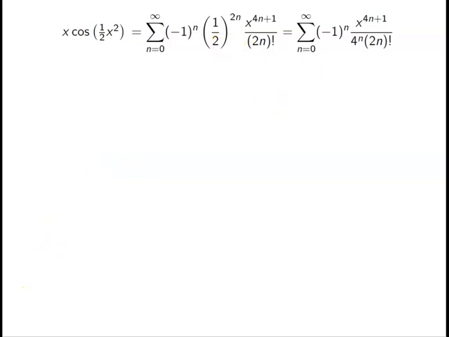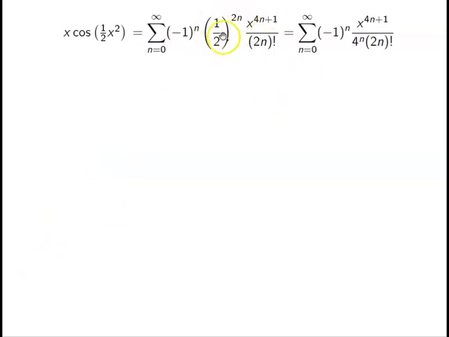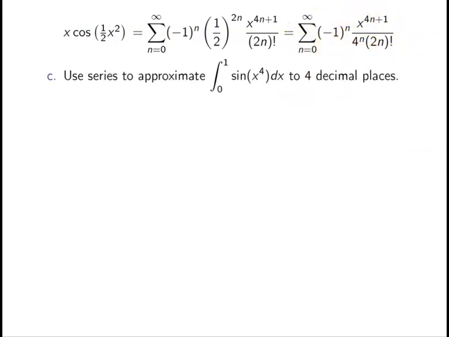If I wanted to, I just went ahead and took this 2 and applied that power of 2n to it, so that's why we have this 4n. So this is probably the most condensed formula we could have for this, so that's what we would leave it as. So for the next example, use series to approximate the integral from 0 to 1 of sine of x to the 4th power with respect to x up to 4 decimal places.